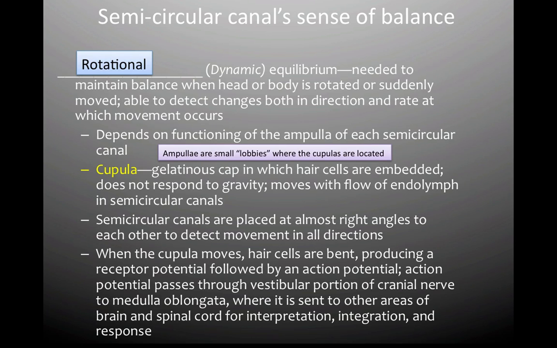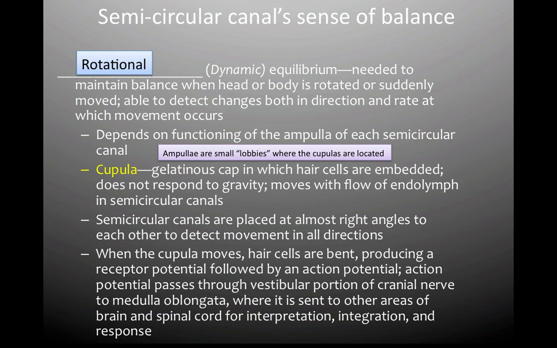Ampullae are tiny lobbies where a structure called a cupula exists. A cupula is a gelatinous cap in which hair cells are embedded. It doesn't respond to gravity, it only moves with the flow of endolymph in the semicircular canals. So the movement of the liquid past this cupula is enough for it to fire an action potential, leading a person to perceive a rotational movement that their body is taking.